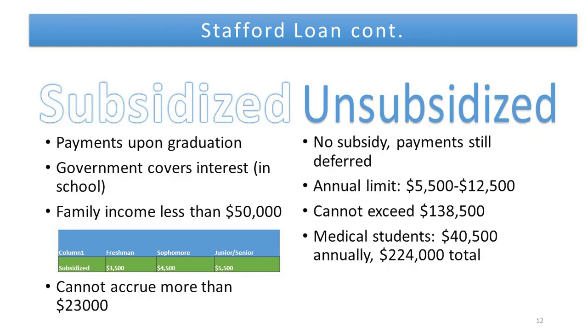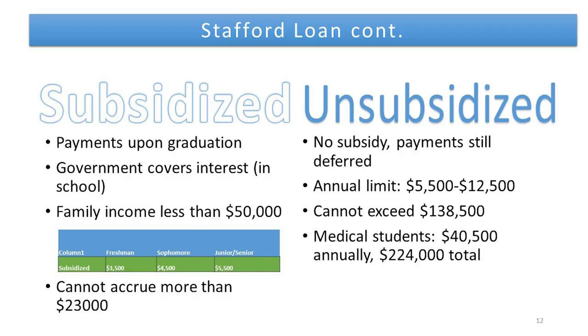To continue with Stafford loans, let's look at the two different types, subsidized and unsubsidized. First, on the subsidized side, payments are made upon graduation, and the government covers the interest while you're in school. In order to qualify for a subsidized Stafford loan, your family income must be below $50,000 per year, and the subsidized loan cannot accrue more than $23,000.